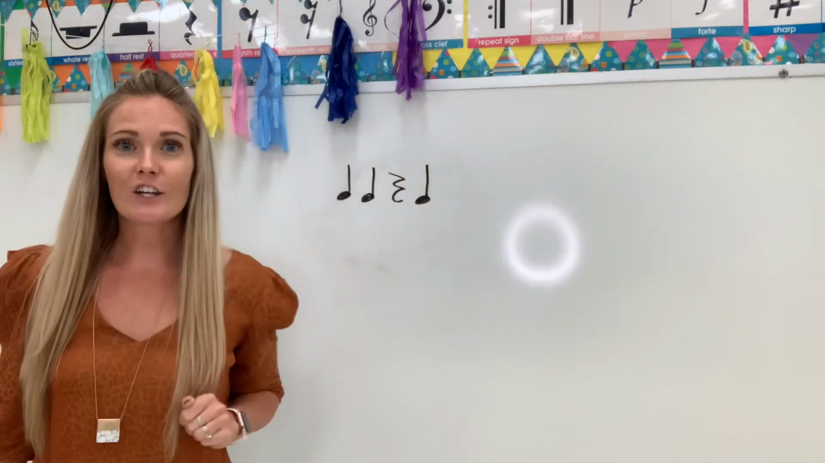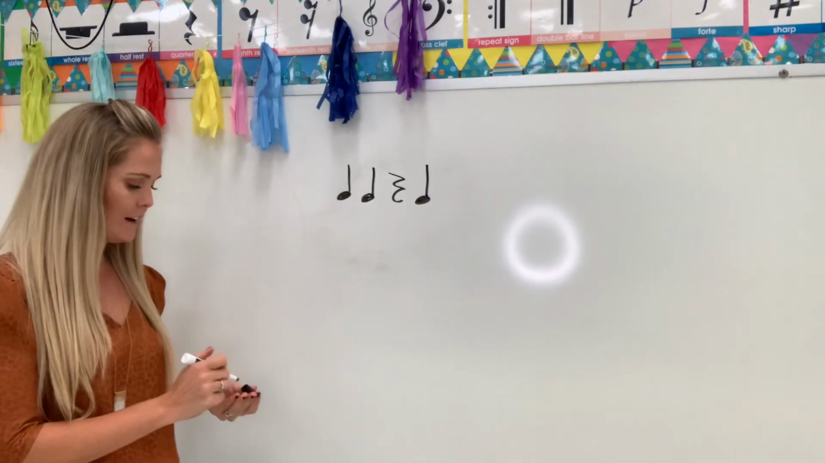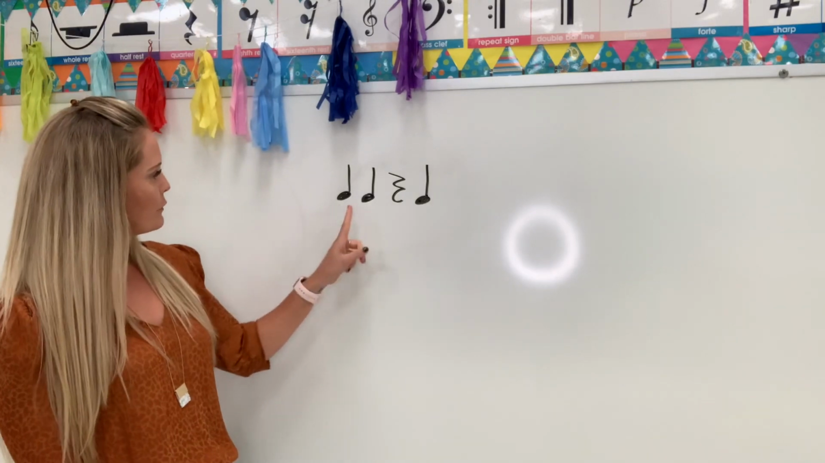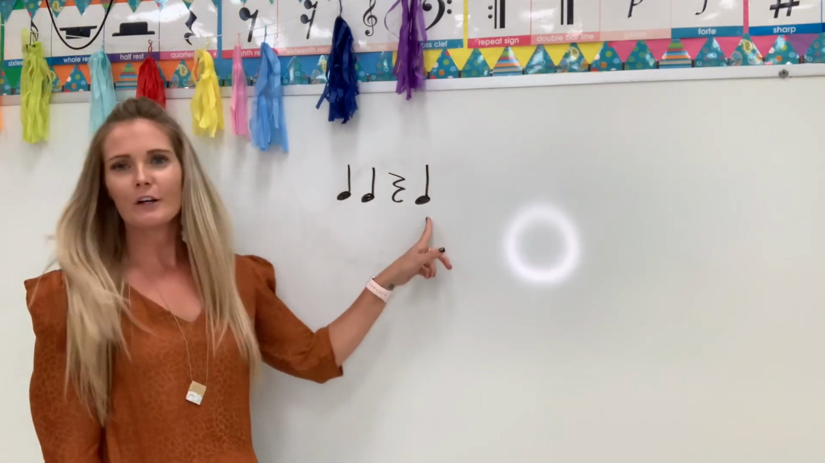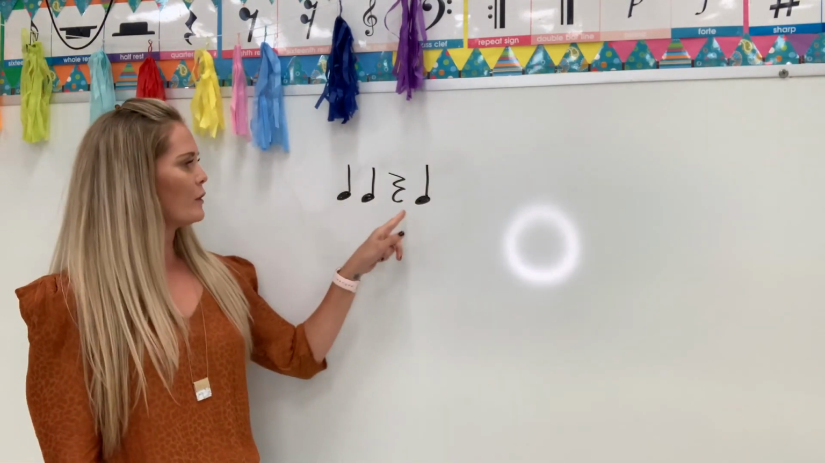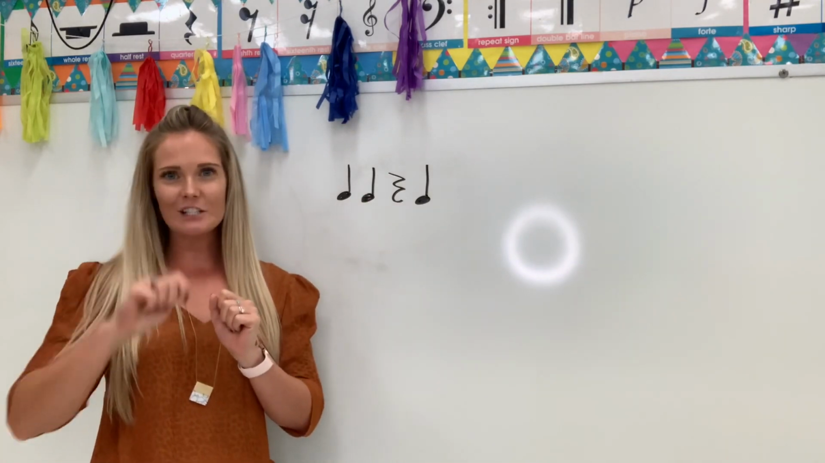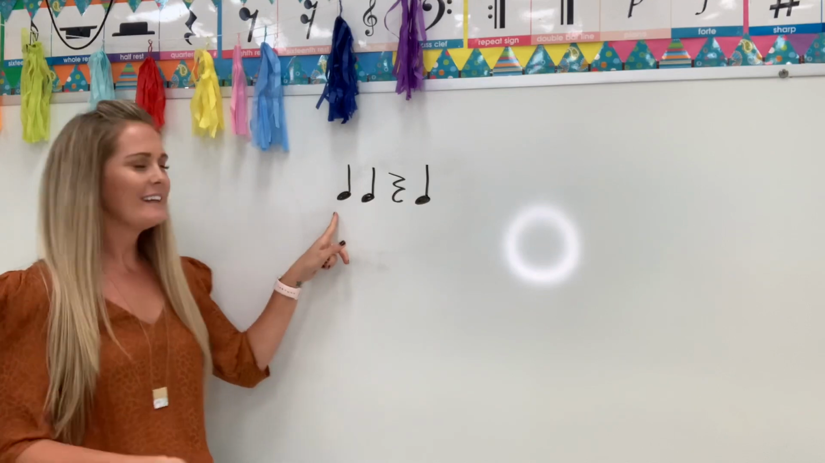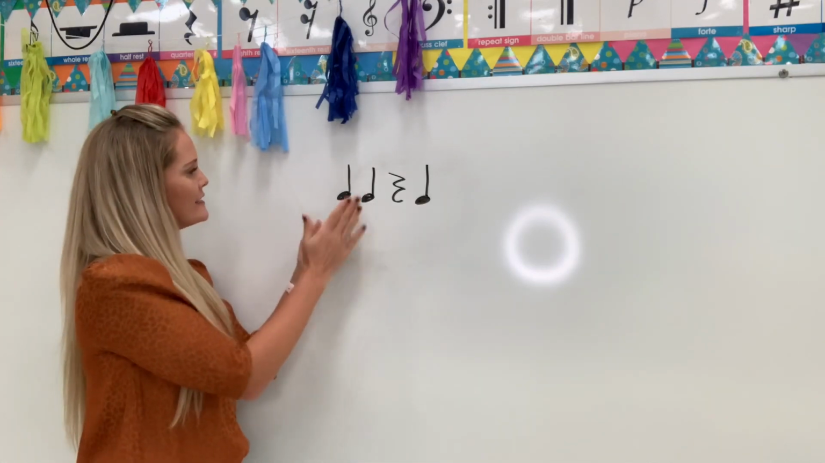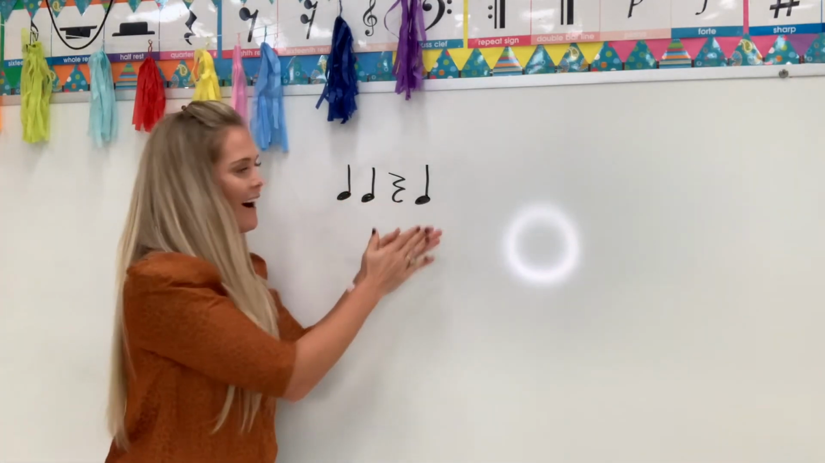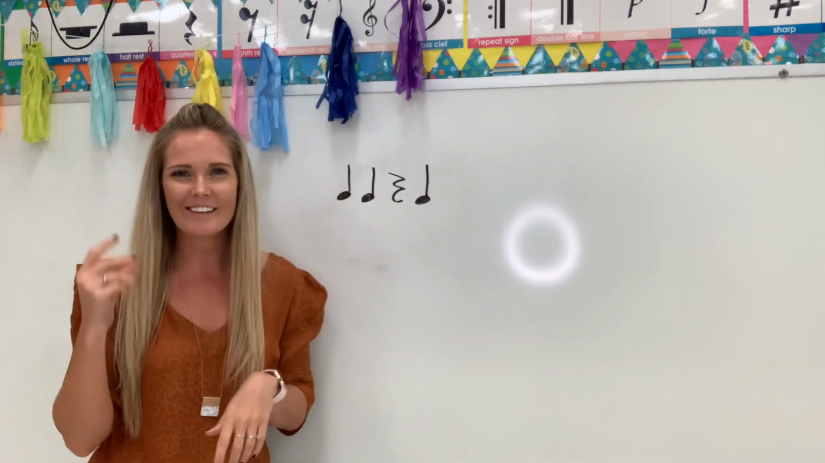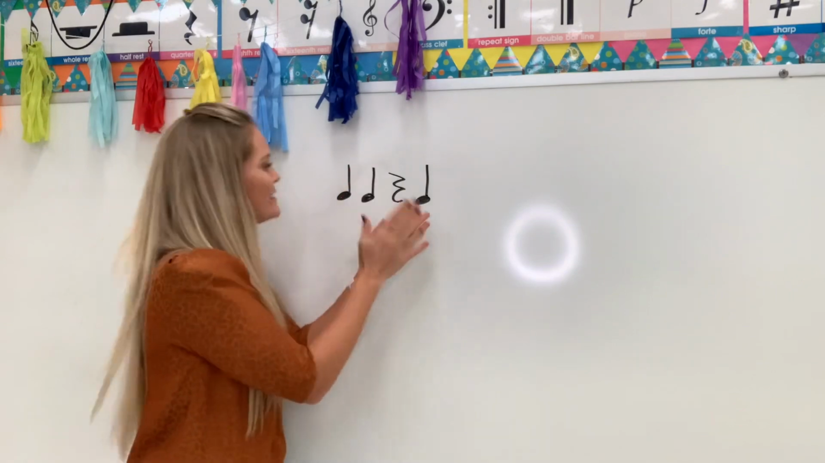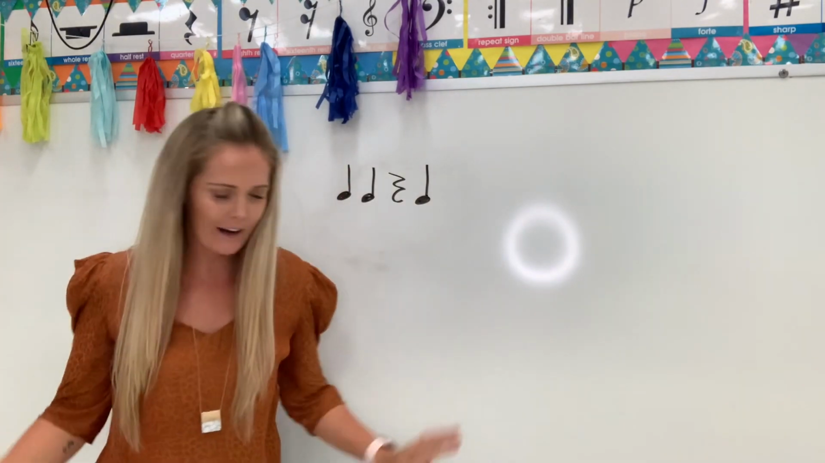All right, here is our first combination of our notes and our symbols. What do we have here? We have quarter note, rest, quarter note. Each one of these equals one beat each. Let's try it together. 1, 2, ready, go. Ta, ta, shh, ta. One more time and ready, go. Ta, ta, shh, ta. Super easy, right?